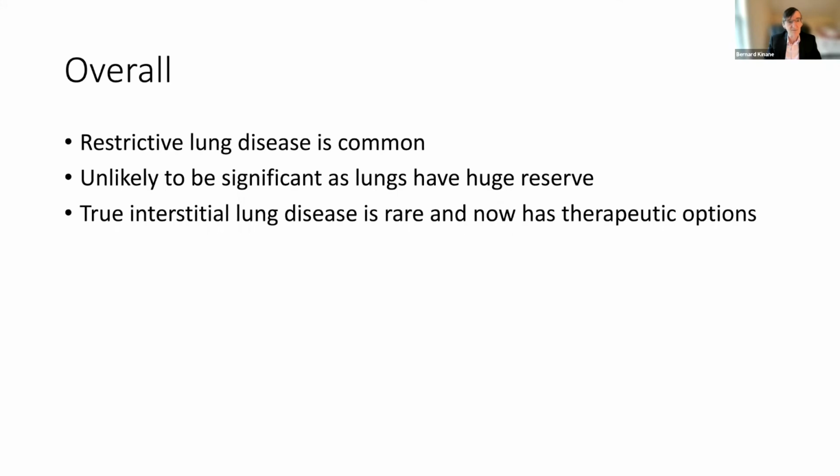Now, overall, restrictive lung disease is common in Myhre syndrome. It is unlikely to be very significant as the lungs have a huge reserve. In the patients that we see with Myhre syndrome, we see that their lung function is about 80% of predicted. Now, you would think that this is a problem, but you have huge lung reserves, and most people will not see any exercise implications of this.